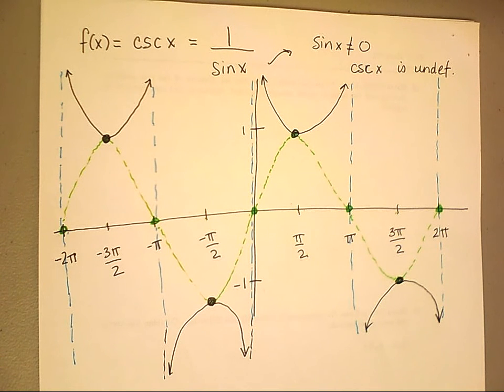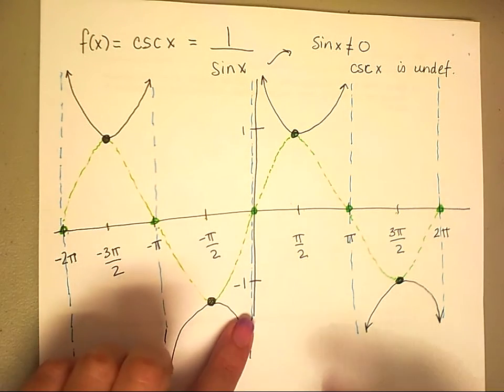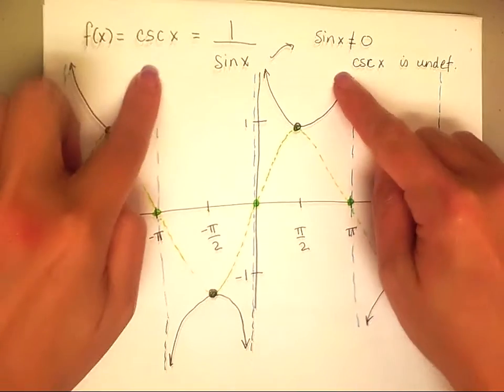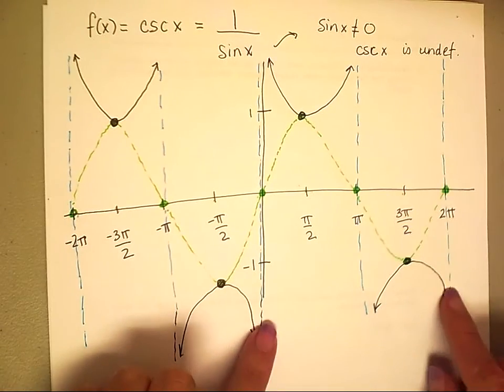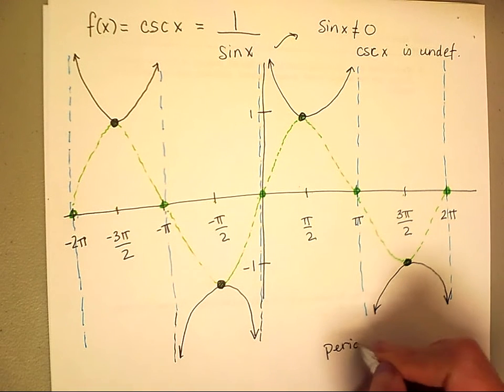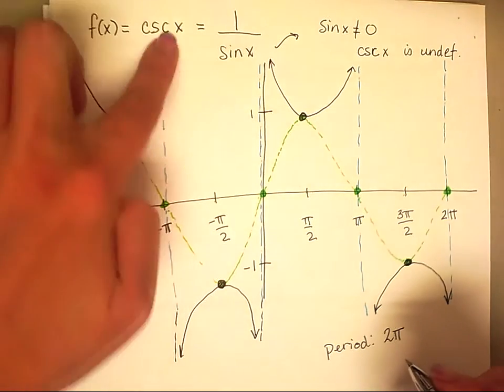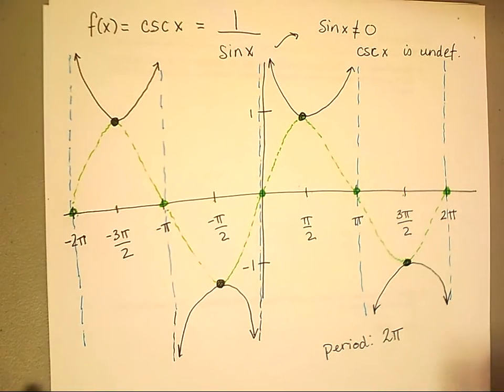Okay. And this is 2 cycles of the cosecant graph. So here's 1 cycle, then it comes down here. Then it picks back up and starts repeating itself over here. So in this way, the period is still the same. The period is 2 pi. It doesn't matter that the period includes an asymptote.